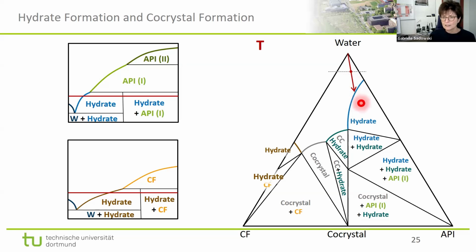If you go a little bit to the left, with an increasing amount of the co-former, you end up here and you get the co-crystal hydrate. This is also not what you would like to have. Adding a bit more co-former brings you further to the left, so this time you end up here in the co-crystal region. But if you add too much co-former, you end up here and you get the co-former hydrate. This is, again, not what you want to have.